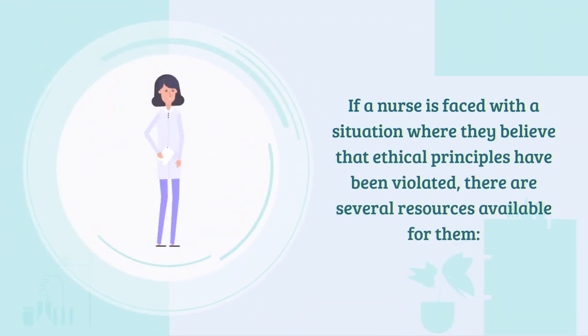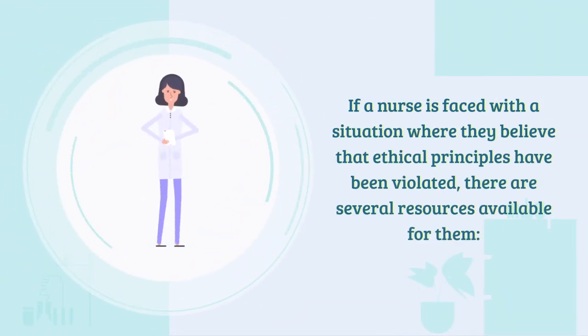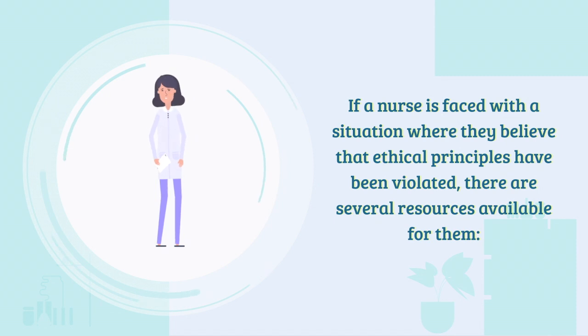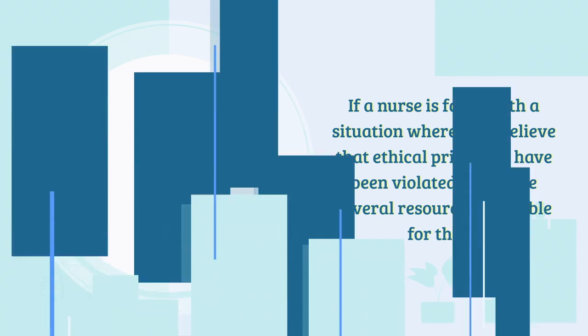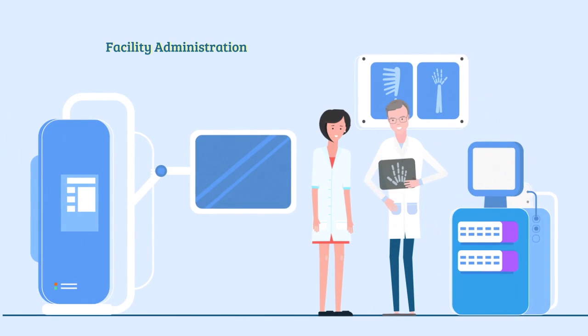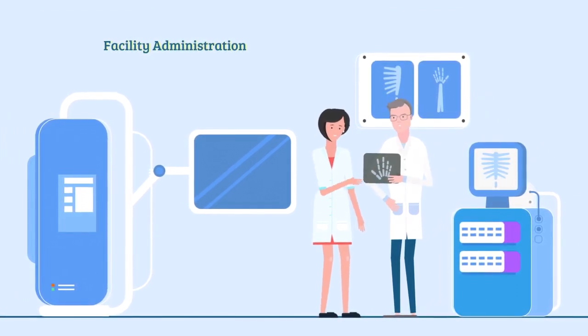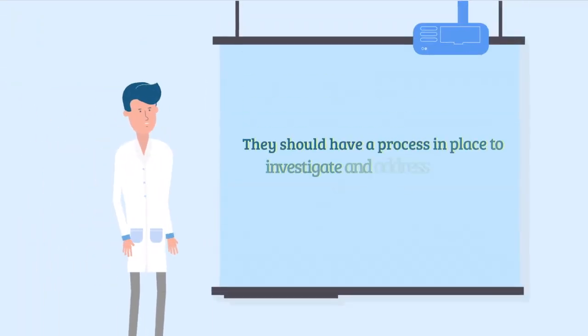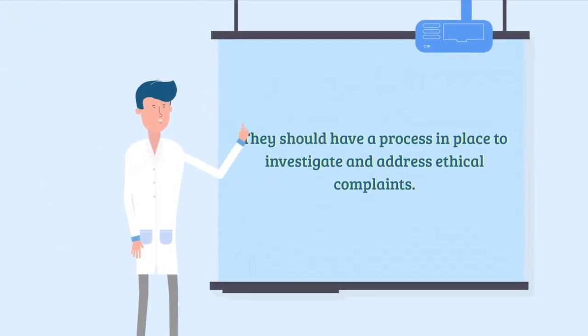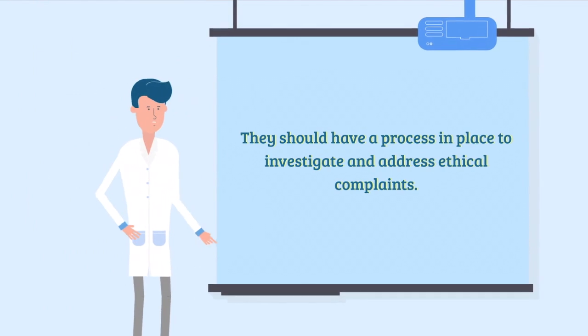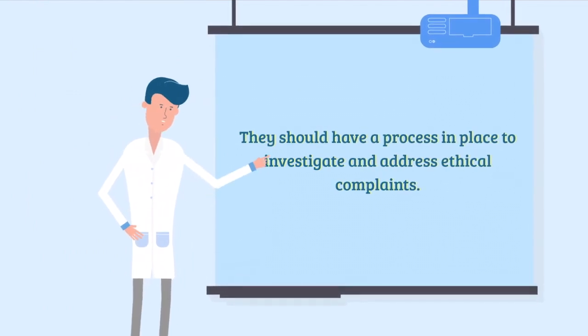Now let's talk about something serious. If a nurse is faced with a situation where they believe that ethical principles have been violated, there are several resources available for them to make an ethical complaint. This may not always be easy, but it's the right thing to do. Nurses can report ethical violations to the administration of the healthcare facility where they work. The administration should have a process in place to help investigate and address ethical complaints.